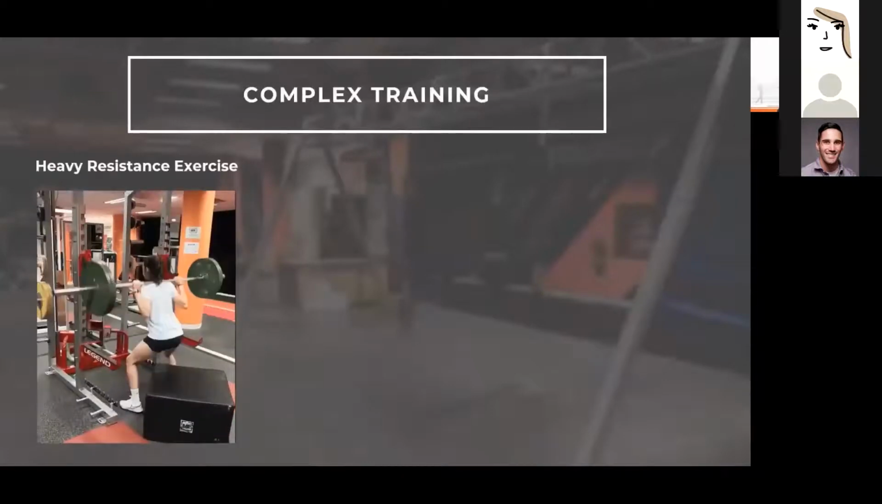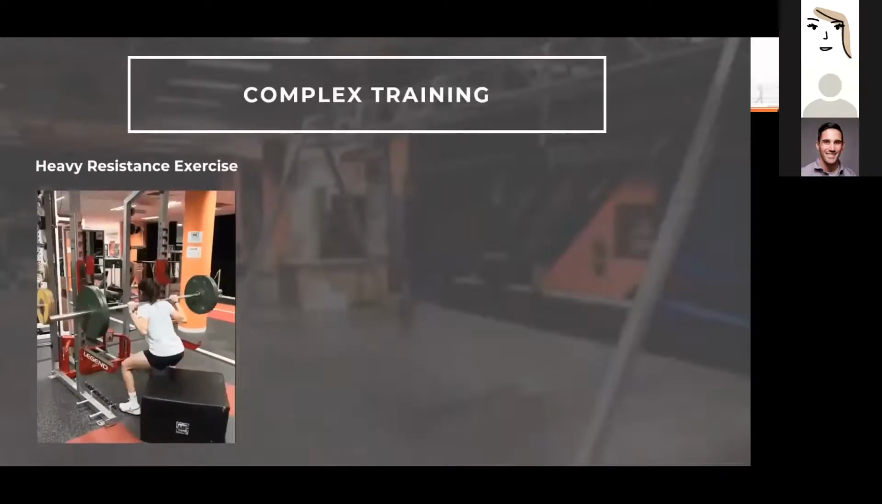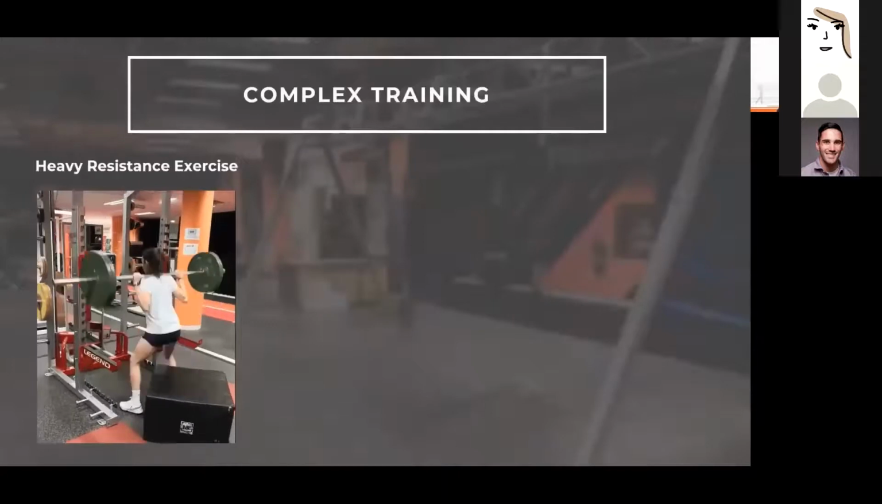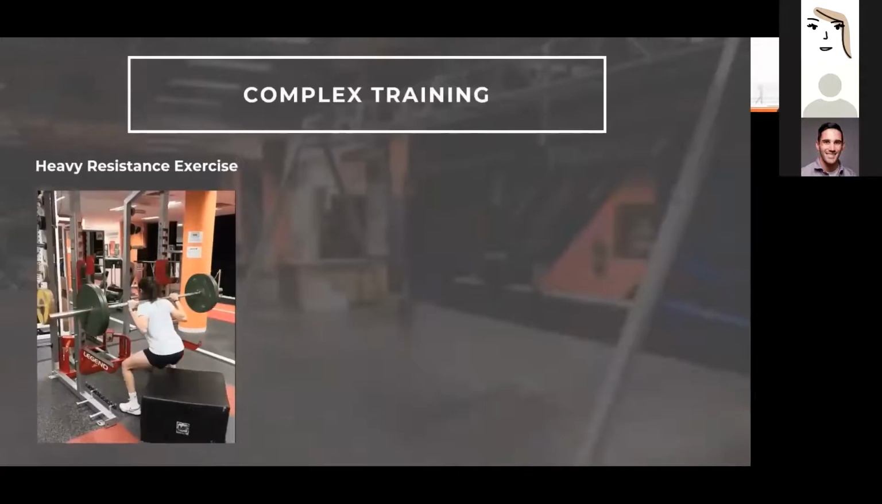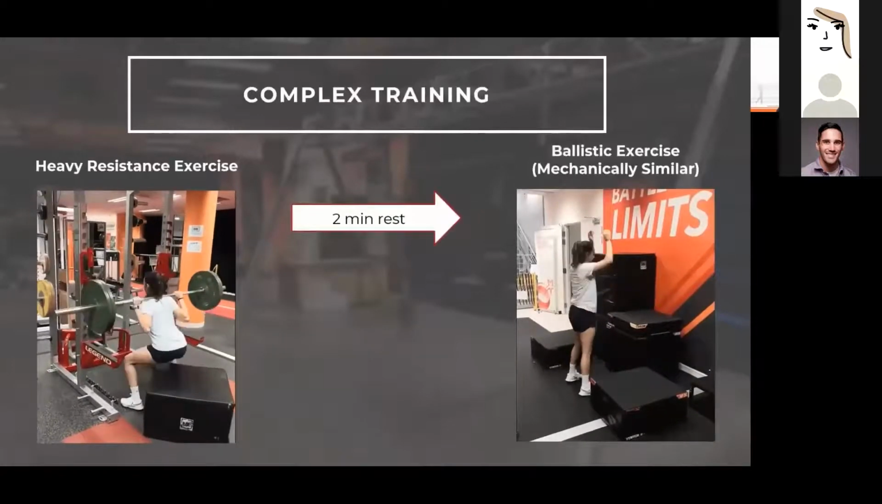Now on to the next method. Complex training is a method that alternates between a high load weight training exercise, such as a barbell back squat, with a mechanically similar light load ballistic exercise, such as a box jump, set for set.